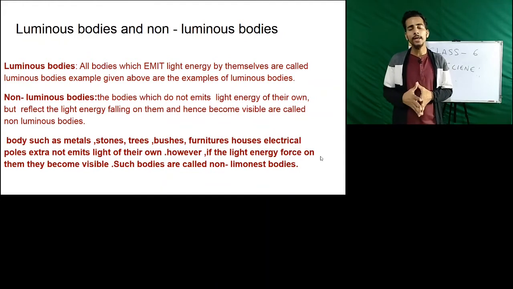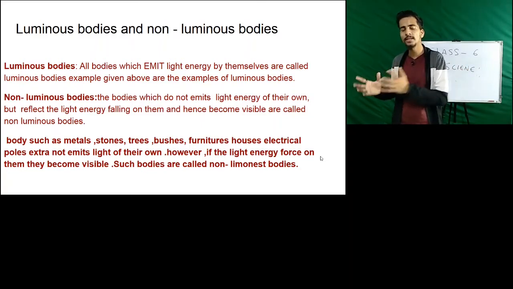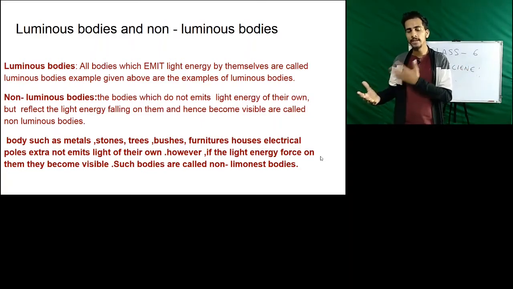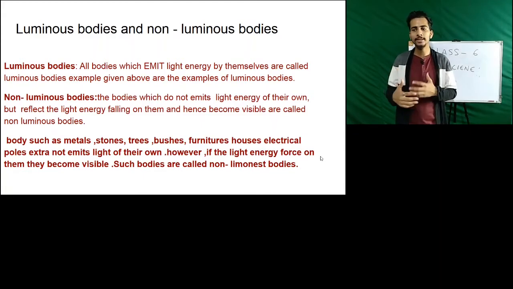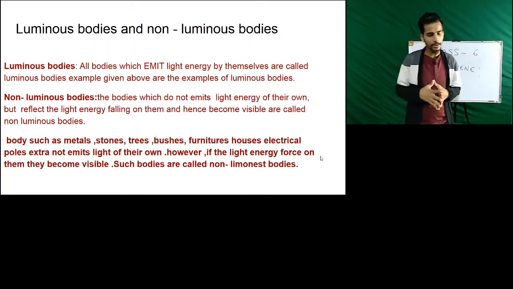There are different types of bodies in the world around us, which have their own lights and which don't. Some have their own light, some don't. For example, the sun has its own light. But when we talk about a chair in a dark room, it doesn't have its own light. So there are two types of bodies. I will read out for you: luminous bodies and non-luminous bodies.